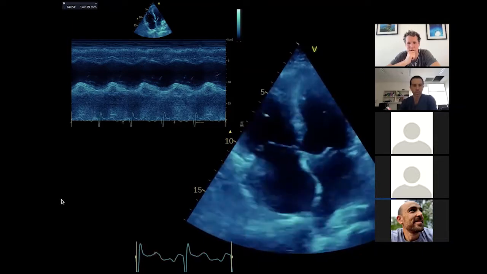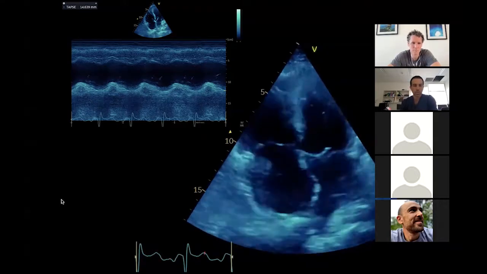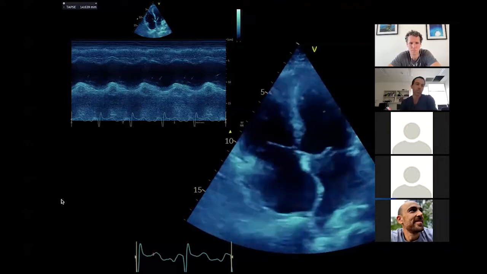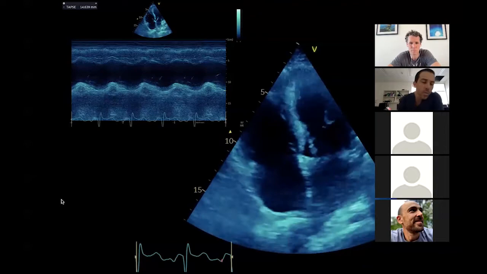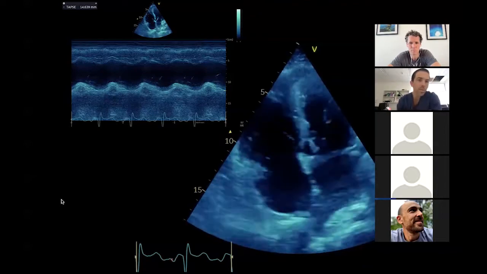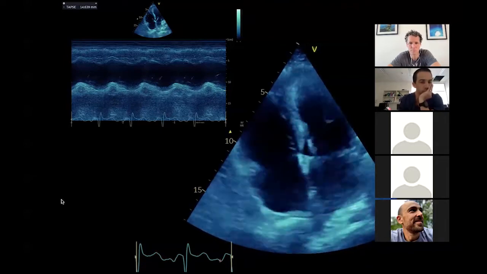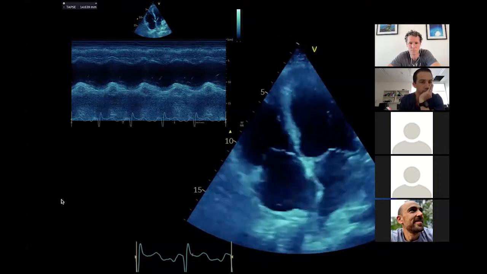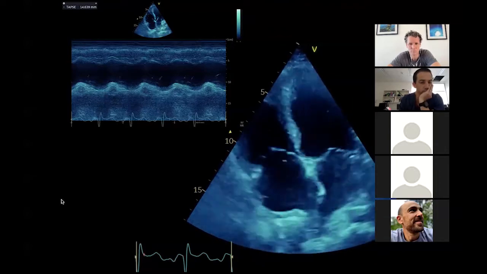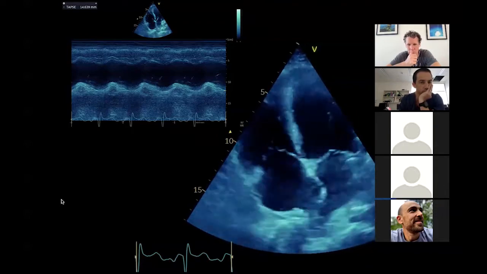And in terms of the function, there's a TAPSE on the left side of the image, which is slightly reduced, 14.6, so mild RV dysfunction. In terms of the left side of the heart, the left ventricle is enlarged, and the left ventricle function appears normal, anterolateral and inferoseptal walls are contracting very well, and both the tricuspid and mitral valves appear normal in morphology and are opening very well. Nice.